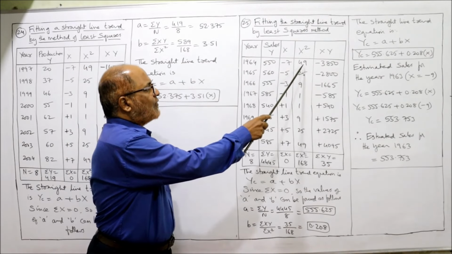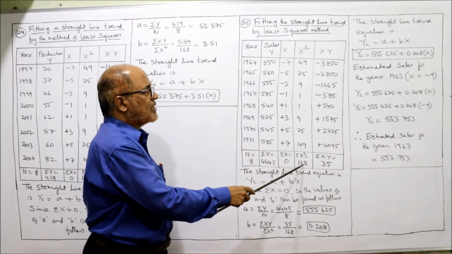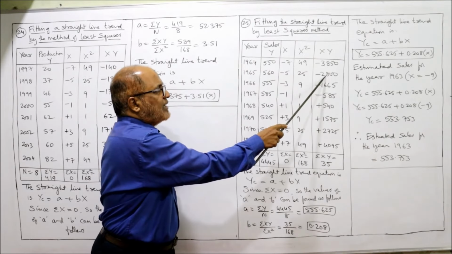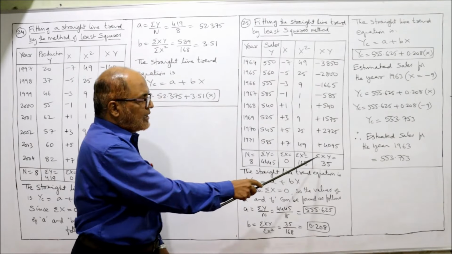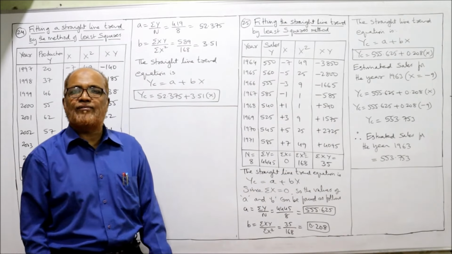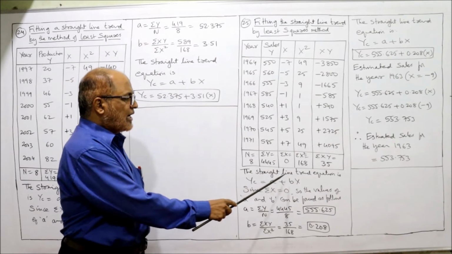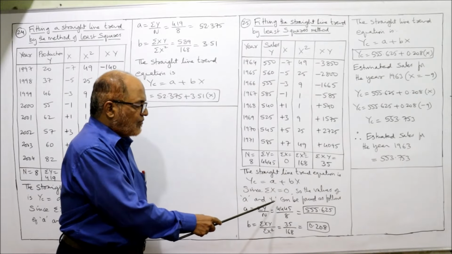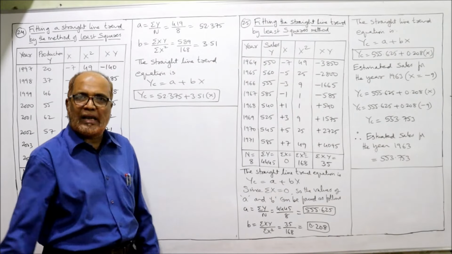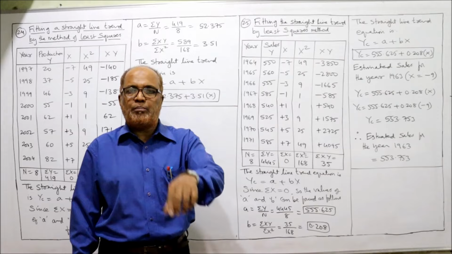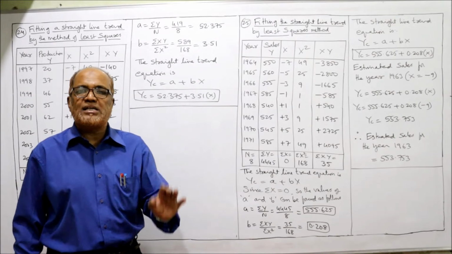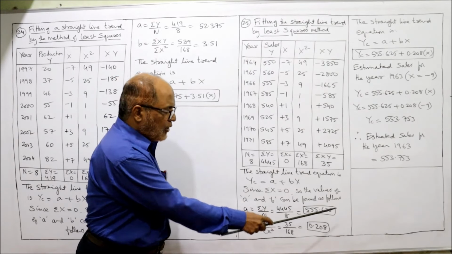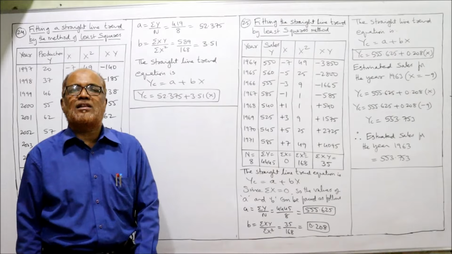Square it. 49, 25, 9, like that. Summation x square. Multiply 550 into 7, 3850. 560 into 5, 2800 minus. Right? So ultimately summation xy is 35. We got the totals. Now the straight line trend equation yc is equal to a plus bx. Since summation x is equal to 0, we can find out the values of a and b as usual. A is equal to summation y by n, b is equal to summation xy by summation x square. Substitute the values: 555.625 and 0.208. These are the values of a and b.